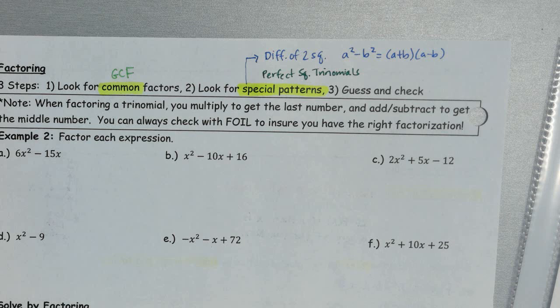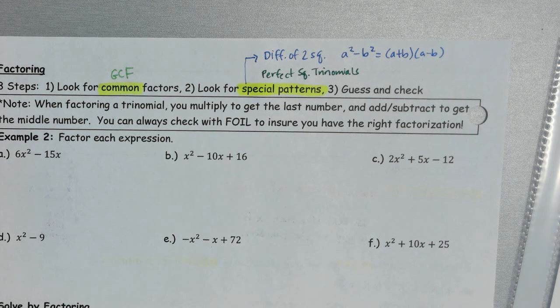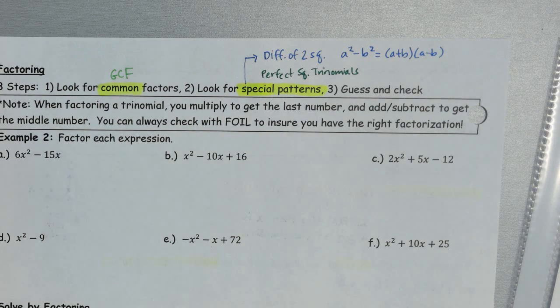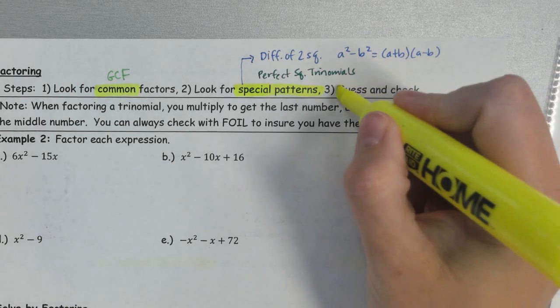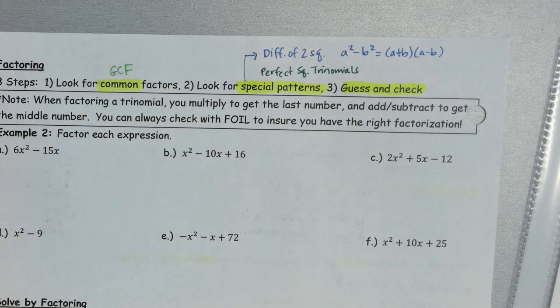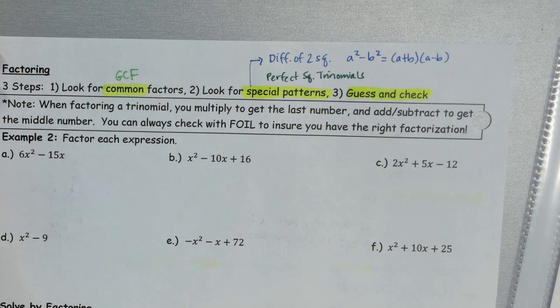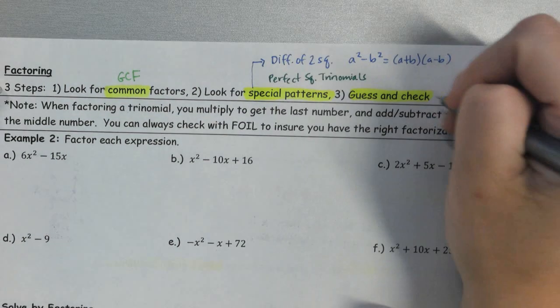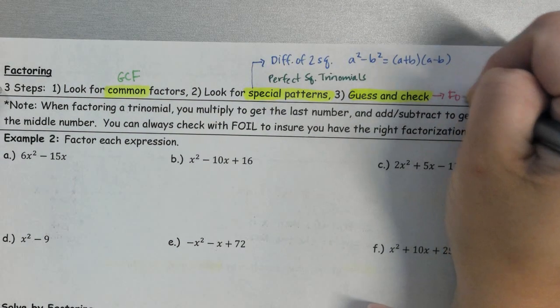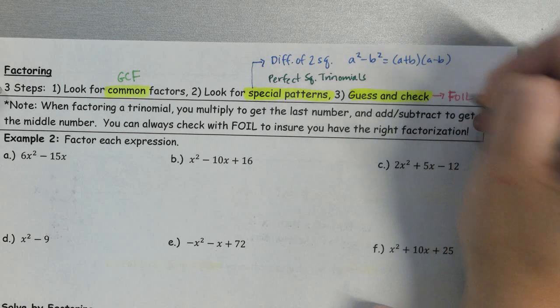And then the last thing we want to do is guess and check. And really, we always want to make sure that we are checking. And we are checking with our buddy. What's our buddy? FOIL. I always check with FOIL.